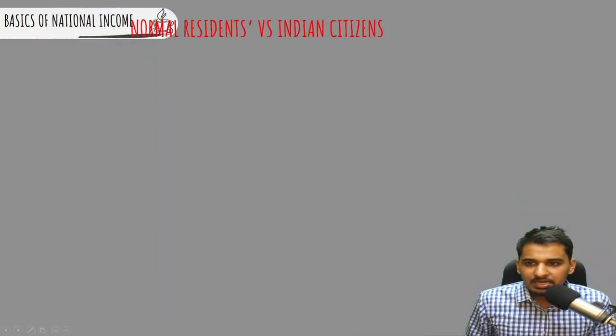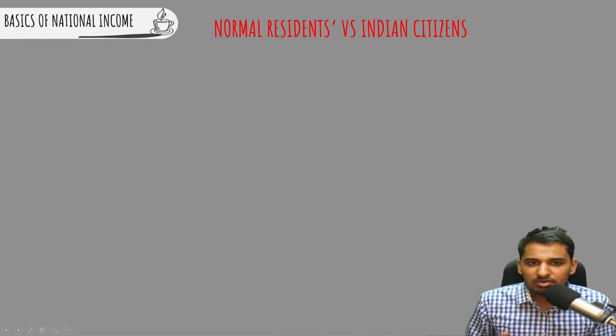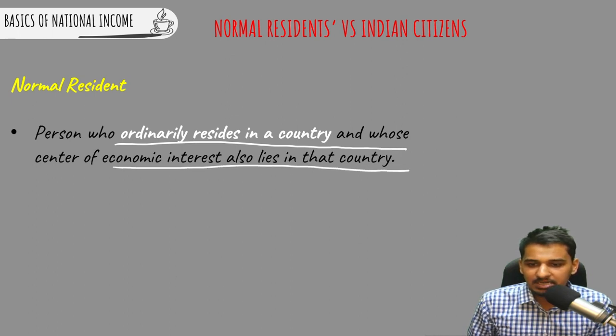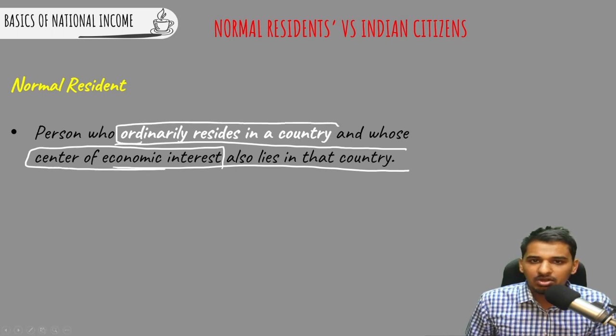Now let us move ahead and see the meaning of normal residents, residents and Indian citizens. What is the difference and what is their meaning? In the case of normal residents, a person who ordinarily resides in a country and whose center of economic interest lies in that country. It is very important that the center of economic interest lies in that country and the person ordinarily resides in this country. This is called a normal resident.